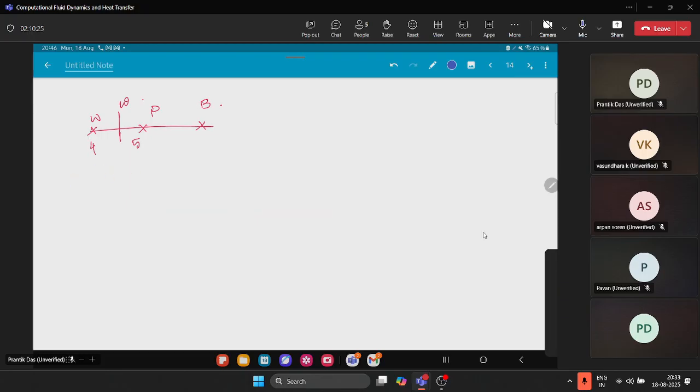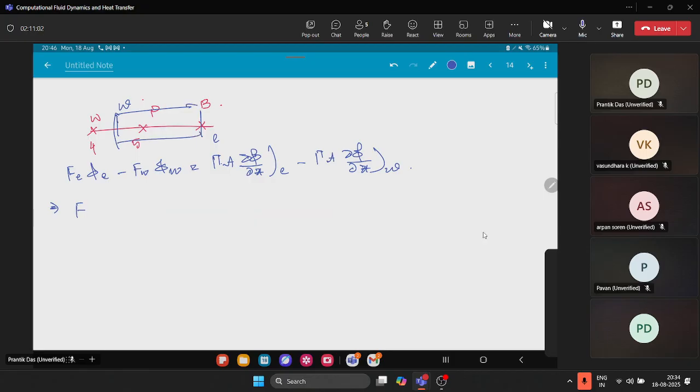I can directly write. So F phi e minus F w phi w equal to gamma a d phi dx e minus gamma a d phi dx w. So now what is this? This is E, right? Sorry, this is small w and E is basically this one. That's how your cell volume looks like.